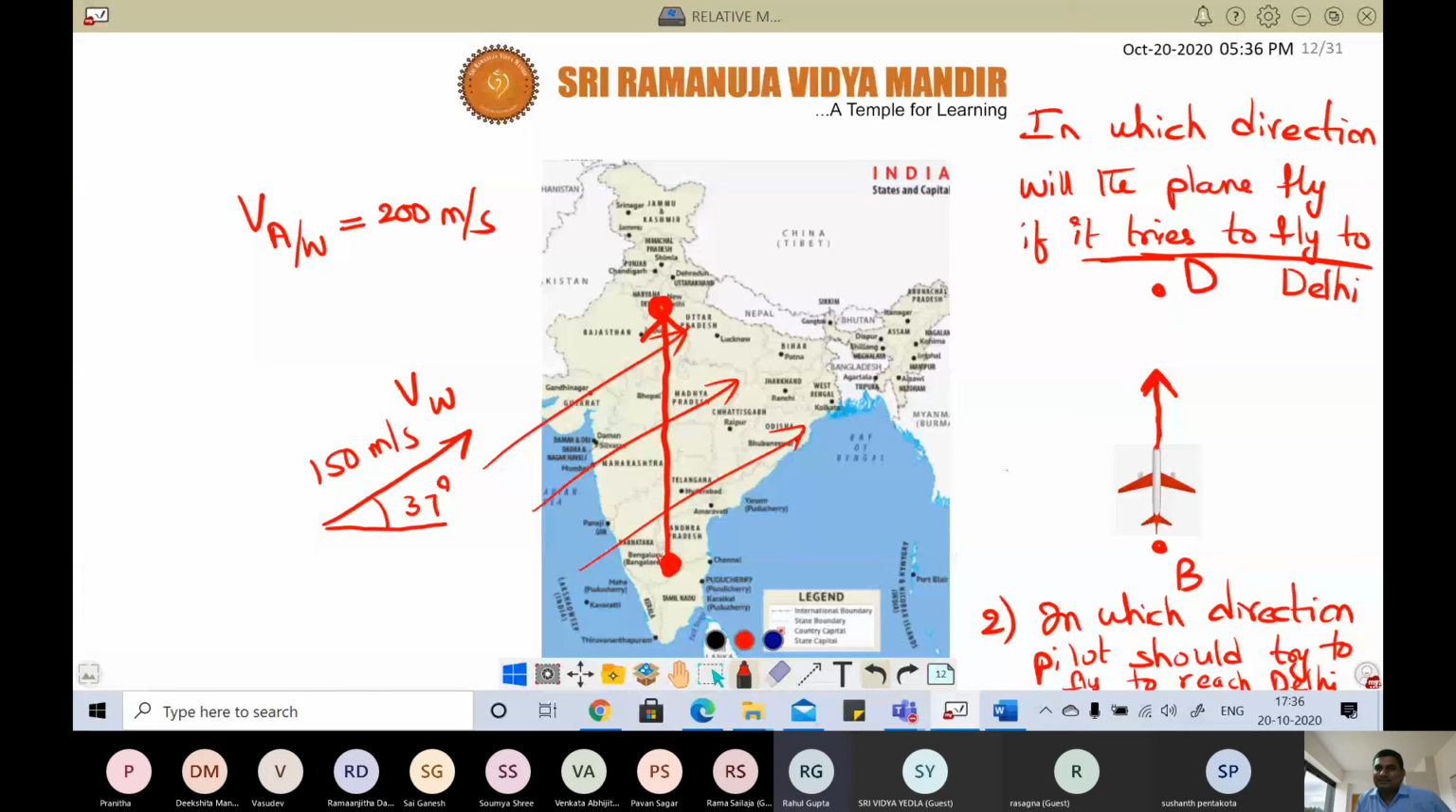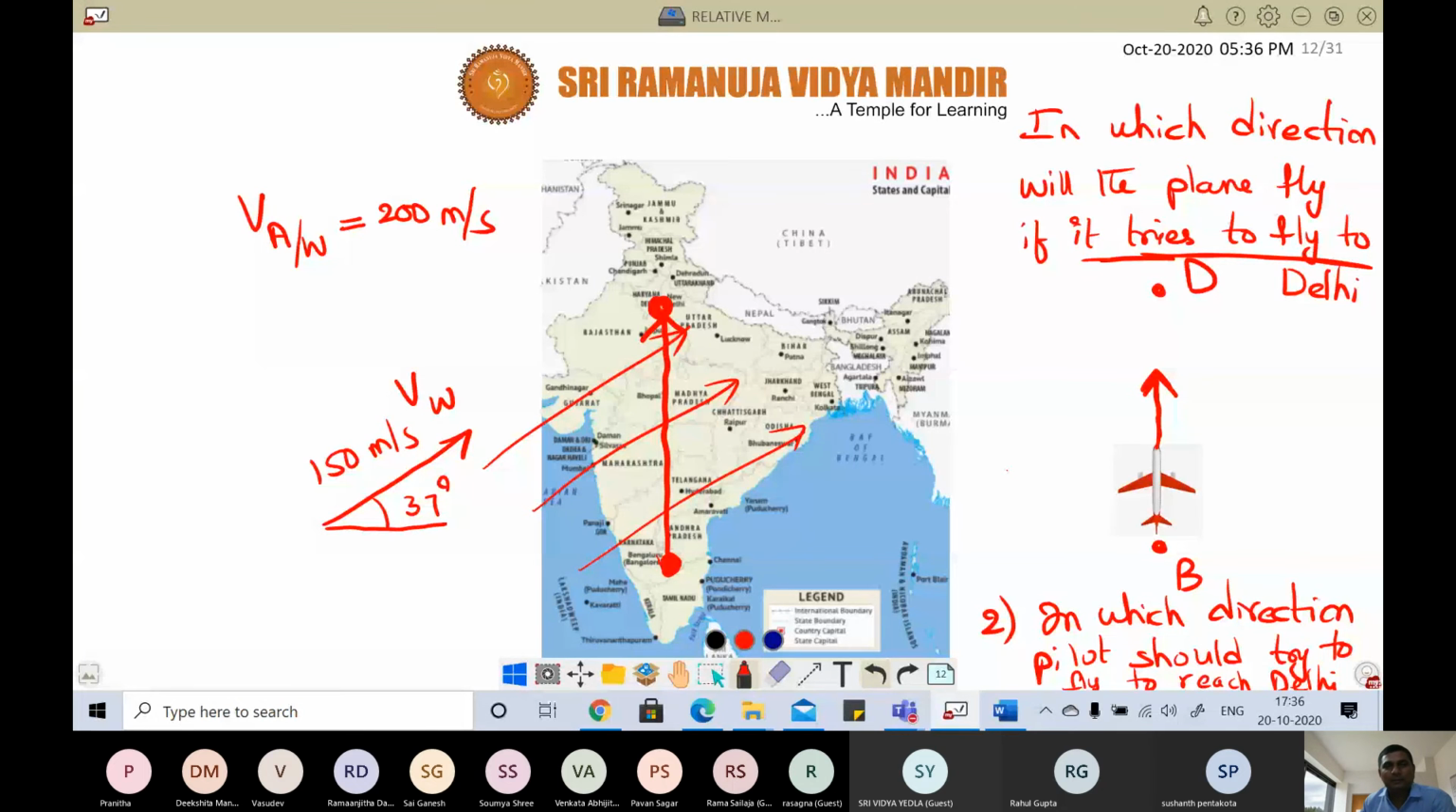Sir, northwest, sir. Towards northwest. Rahul Gupta, northwest. In which direction should he go? He should have some angle, no? Then only he can reach. It is a practical problem. So 127. 123, sir? 123 doesn't exist. Either 127 or 153 will exist.